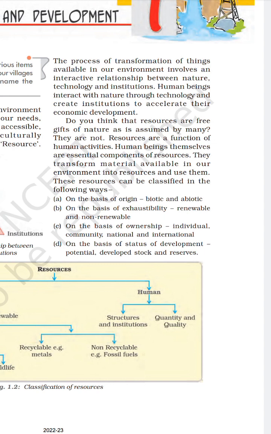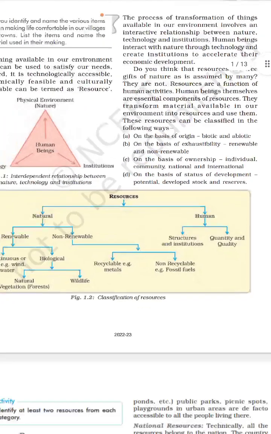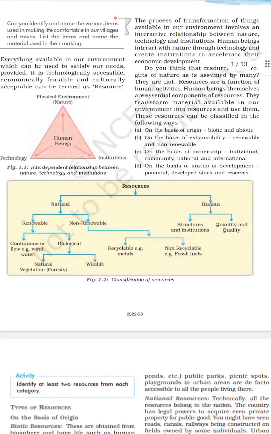These resources can be classified in the following ways. First, on the basis of origin, that is biotic and abiotic. Second, on the basis of exhaustibility, that is renewable and non-renewable. Third, on the basis of ownership, that is individual, community, national, and international. And fourth, on the basis of status of development, that is potential, developed stock, and reserves. This Figure 1.2 is of classification of resources.